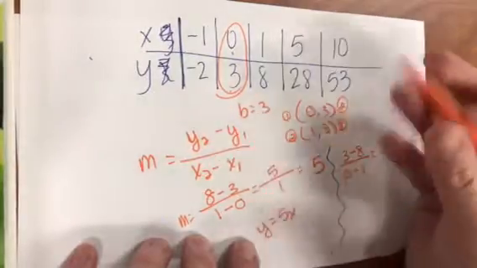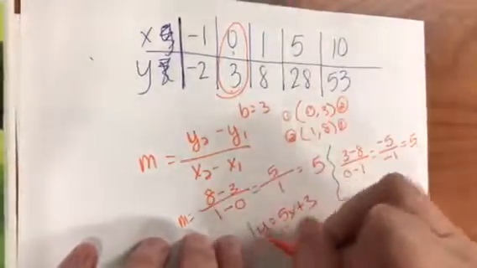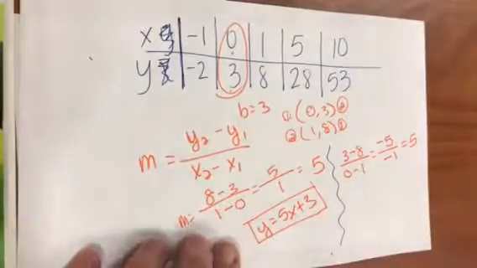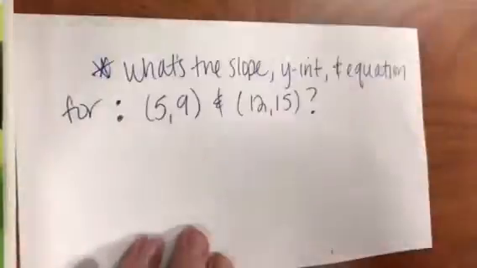5x. Oh my gosh, did it really happen again? Oh, no, it didn't. It's plus 3. It's starting to freak out again. Y equals 5x plus 3. Awesome. Okay, we've got one more.